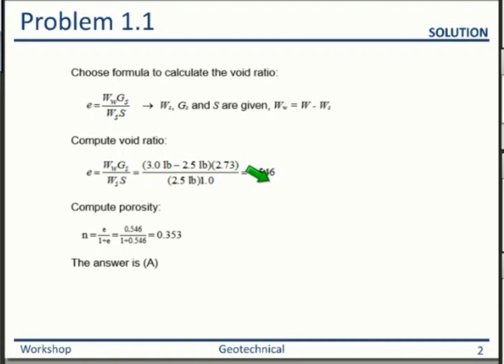Some of you took this as an answer. Void ratio was not asked. What was asked was the porosity. Once you know the void ratio, then you can find the porosity, which is void ratio divided by 1 plus void ratio. If you do the math, you will get 0.353. Therefore, A is correct. Okay? Any question?